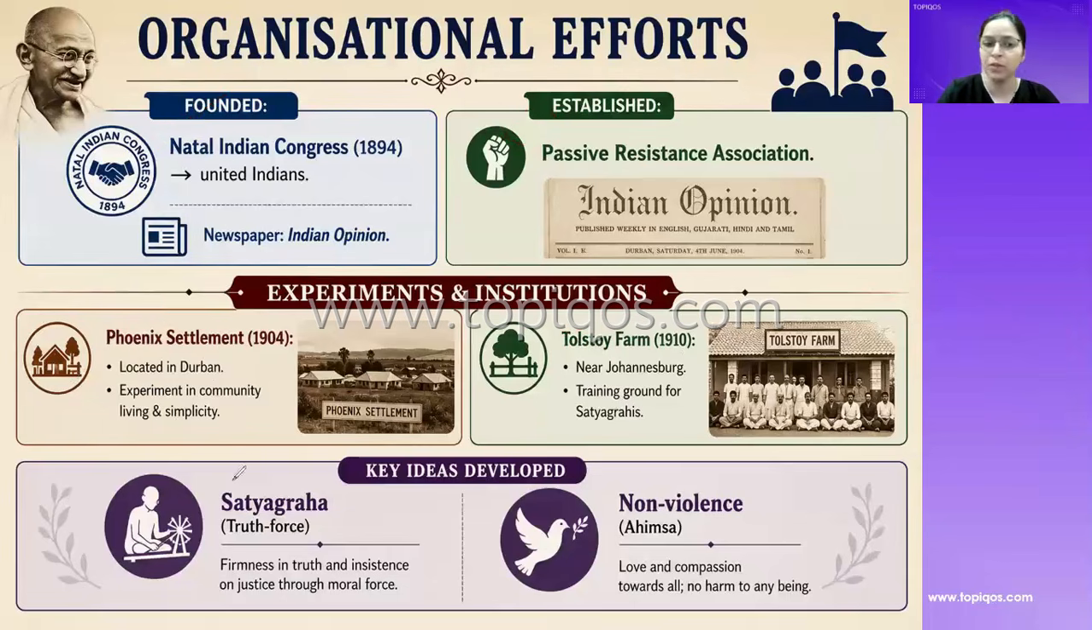Okay, satyagraha, satya means what? Satya means truth. Agraha means you are forcing someone to walk on the path of truth. Okay, so basically, Gandhi said that walking on the path of truth and insistence on justice is an ideal way to lead any struggle. Okay.